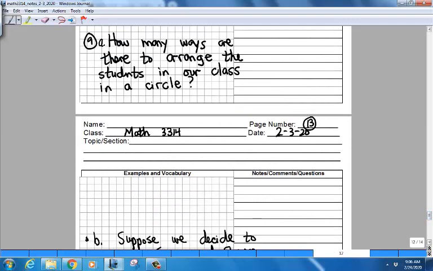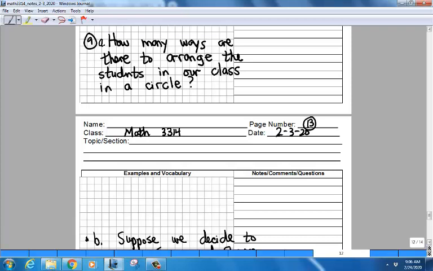All right. So I think finally someone here was asking, how do we arrange this question, right, about putting things in a circle. All right, so let's talk about how to solve this problem. It's really just a permutation problem. Okay, so how many ways are there to arrange the students in our class in a circle?